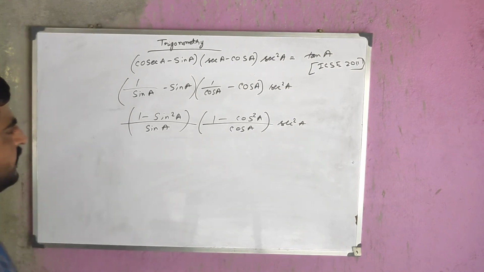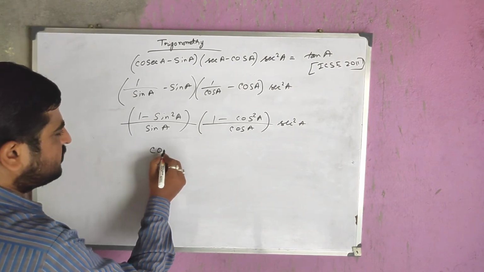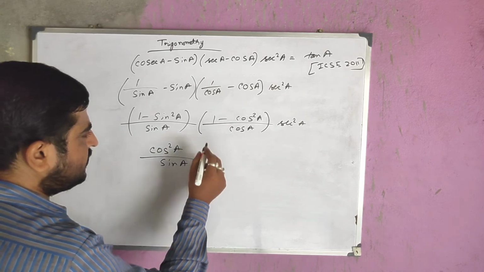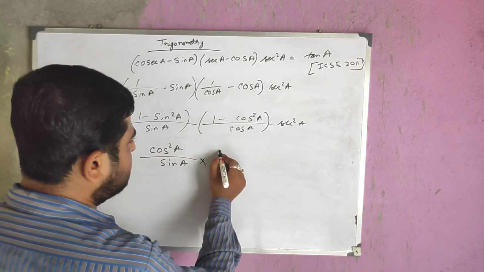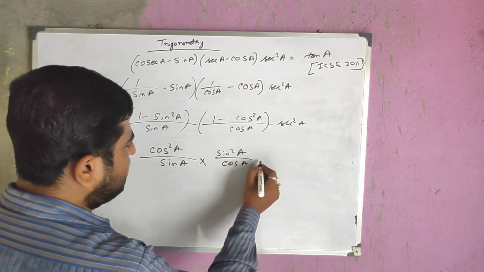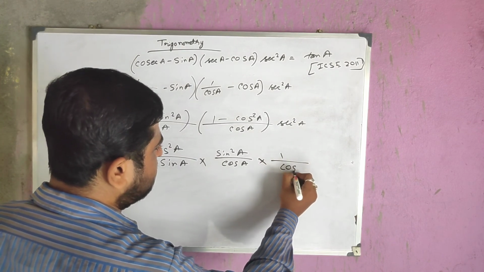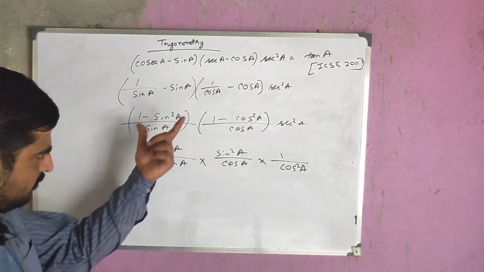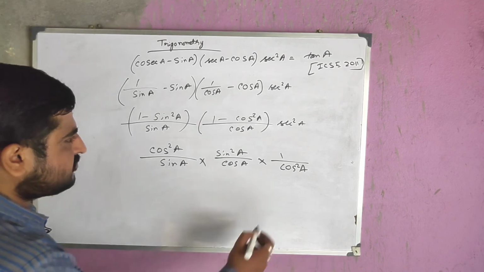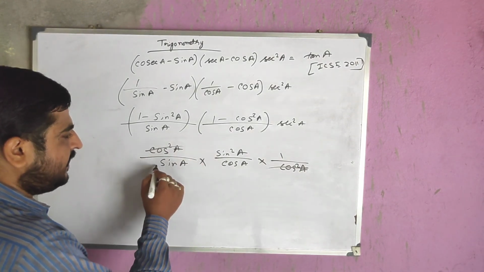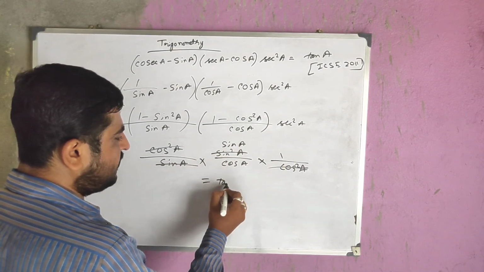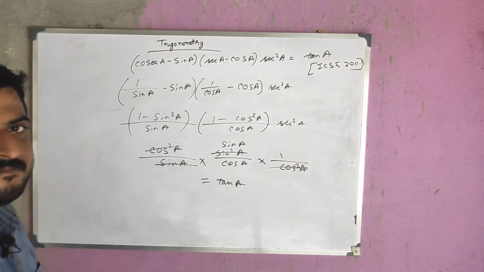So in the numerator it will become 1 minus sin squared A, which means cos squared A, by sin A. In the numerator here it will become sin squared A by cos A, and sec squared A means 1 by cos squared A. See how easy it has come if we break them in sin and cos. So we can cut cos squared A, and sin A with sin squared A. So sin A by cos A, tan A. Very easily it has come.